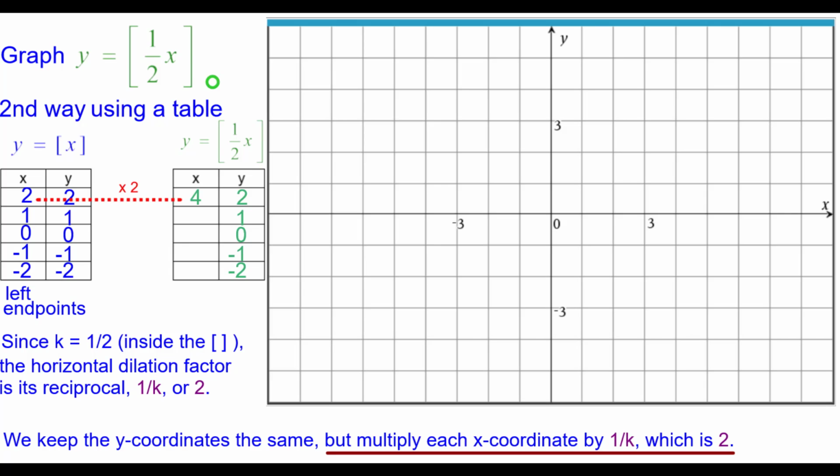So 2 times 2 is 4. 4, 2 is where our left endpoint is going to be, and the step is 2 units wide. 1 times 2 is 2. 2, 1 will be our next step. Go ahead and finish the table, finish the steps, press pause, and then resume when you're ready.